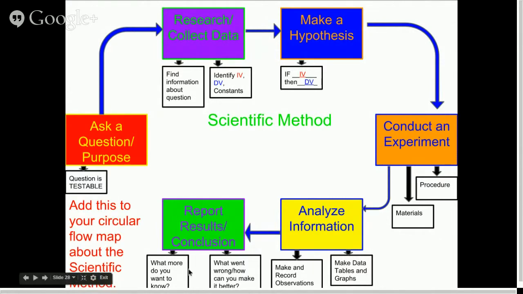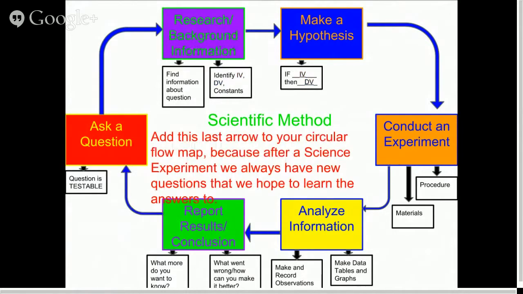So add this final thing to the circular flow map. Go ahead and pause it. All right. This last arrow needs to go on here as well because the scientific method never ends. You solve a problem, and at the end of the problem, you'll almost always have another question that you want to answer. So this is how the scientific method works. It doesn't really matter where you start.